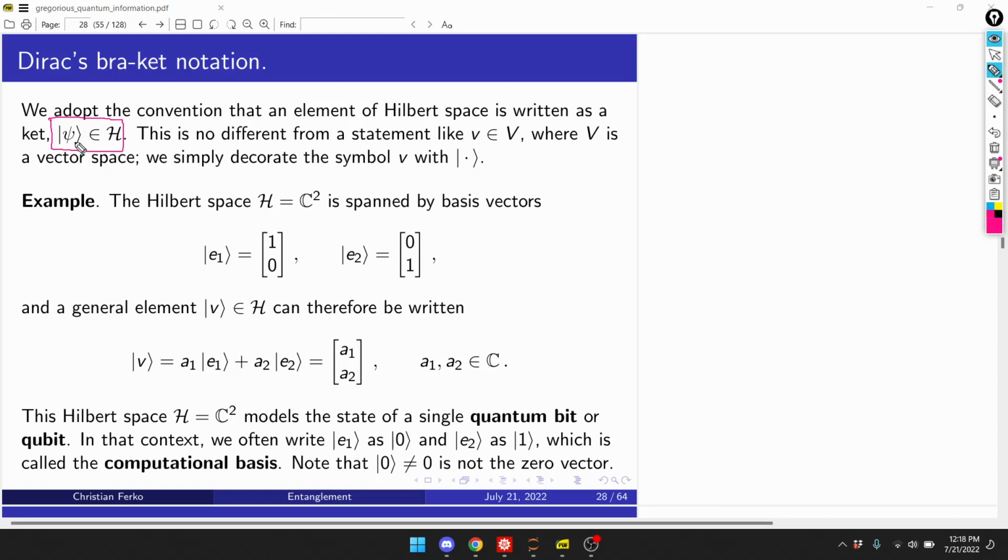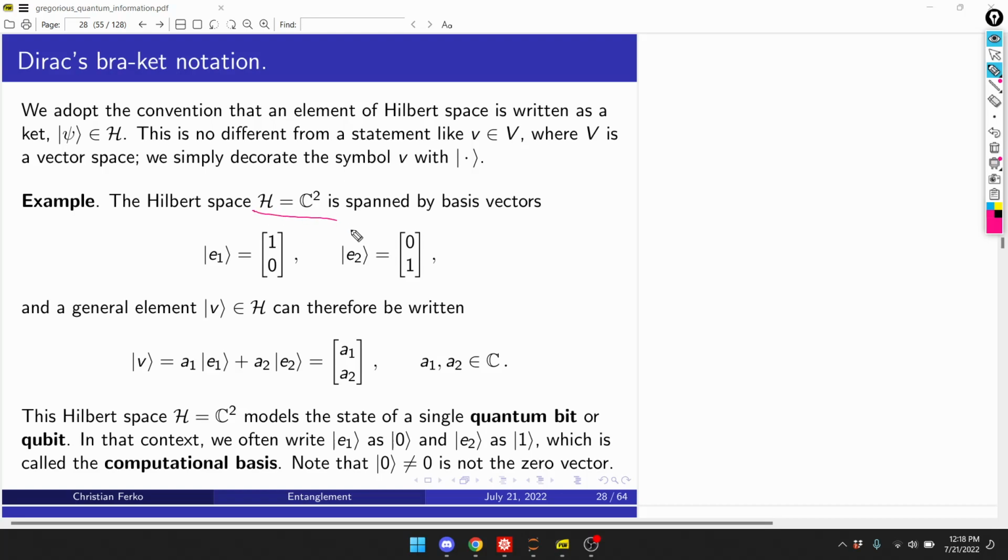When I write ket psi in H, that is no different than writing, say, lowercase v is in capital V, where V is a vector space. All that I've done is decorate the symbol V with a bar and a bracket. That's it. There's nothing fancy about this. So to further reassure you, let me make a very explicit example.